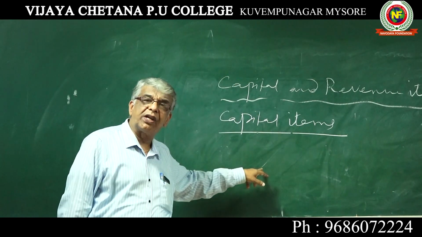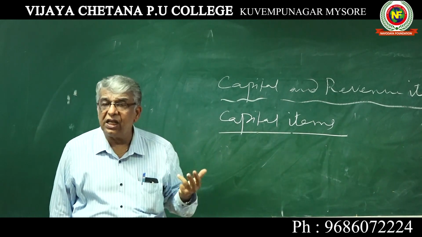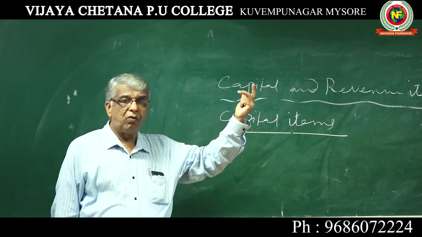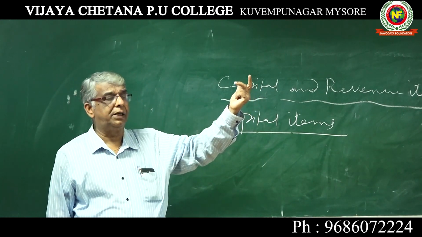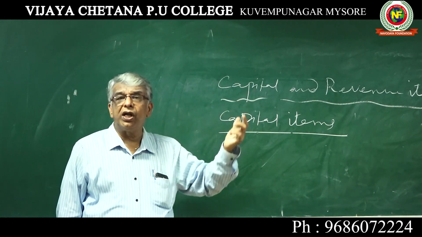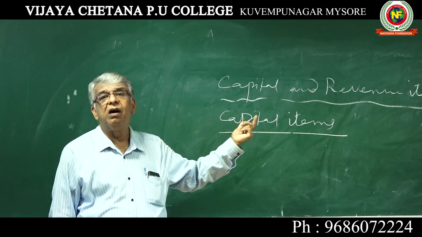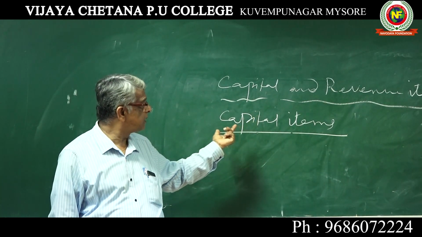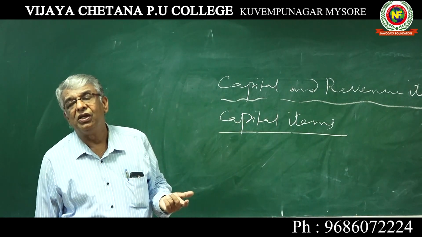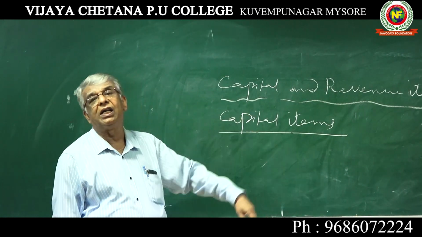The examples of capital items are legacy received, donation received, and any amount received from a lottery prize. So these are all the examples of these capital items.